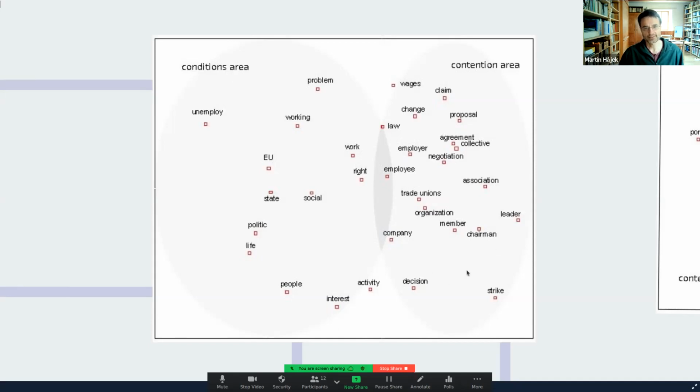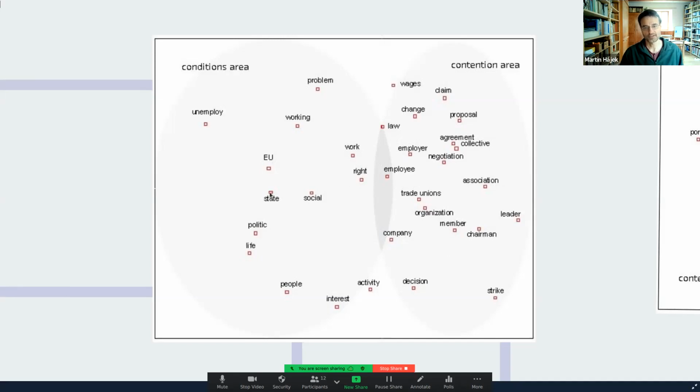And we can see on the right side, there is negotiation, collective agreement, proposal, leader, organization, member, chairman. So it's about the trade union movement strategies and organization. So they talk about themselves. And on the left side, we see people, interest, state, EU, social working, unemployment, problem, work, right. So it is about the condition of workers that are influenced by EU legislature, state legislature, state rules, about politicians that talk about unemployment. So this is communication about the condition of workers.